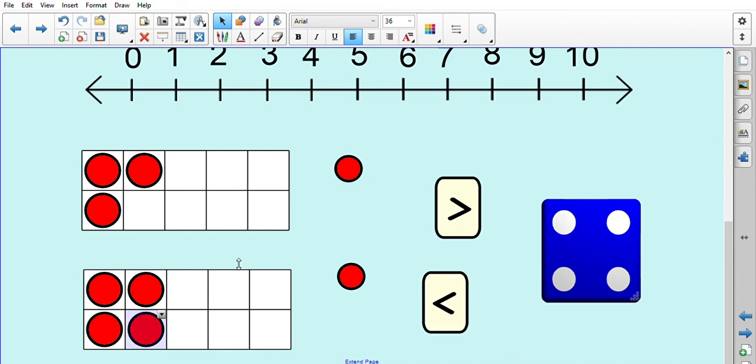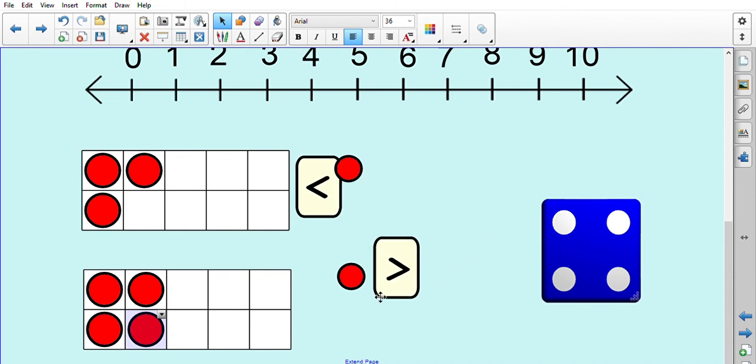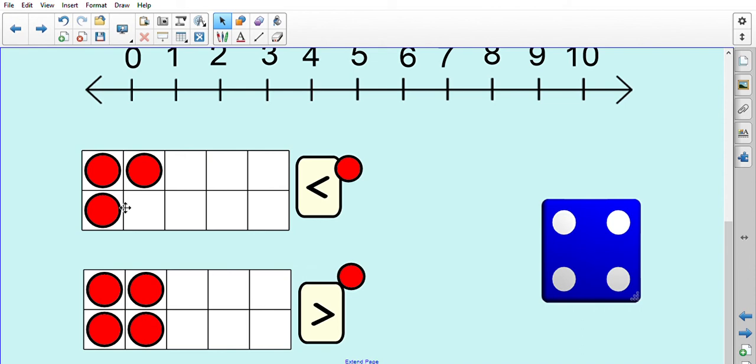So see if you can play around with that. So I could put the less than symbol up here, more than symbol down here. See if you can make a tens frame at home. Perhaps you could roll a dice and play it as a game. See who can get the most or more than, and see who gets less than. Good luck!